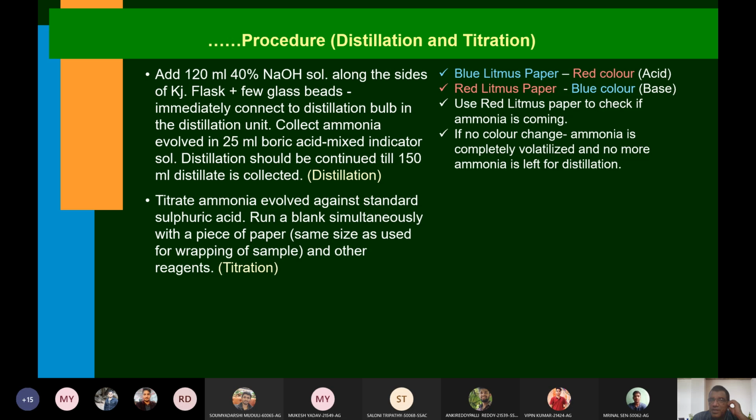The other way is to use litmus paper. See the right side of the slide. If you put acid on blue litmus paper, it converts it to red color. And if you have red litmus paper and you put some base onto it, it converts to blue color.